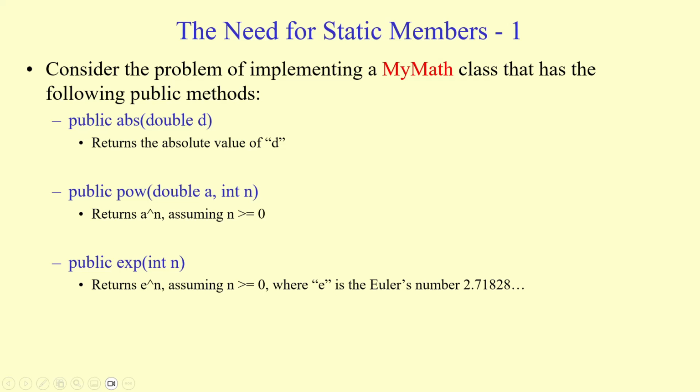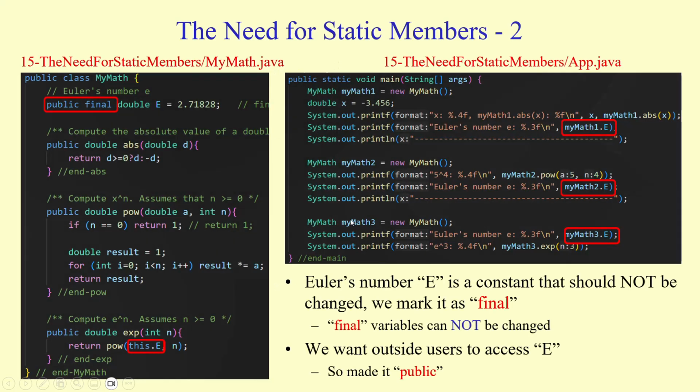Consider the problem of implementing a MyMath class that has the following public methods. It has ABS that takes a double and returns the absolute value of this number, power that takes two parameters a and n and computes a to the n, and exp that computes e to the n, where e is the Euler's number 2.71 and n has to be greater than or equal to 0.